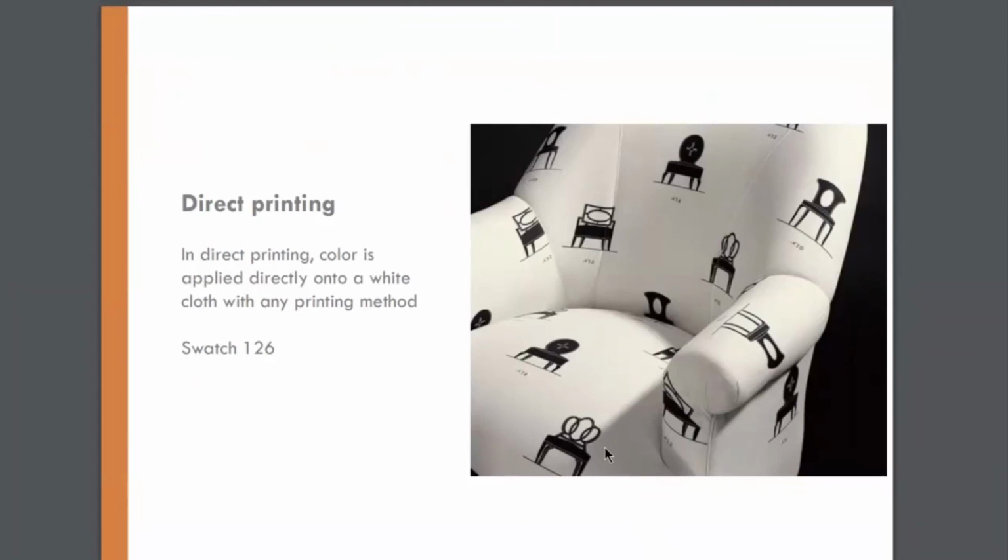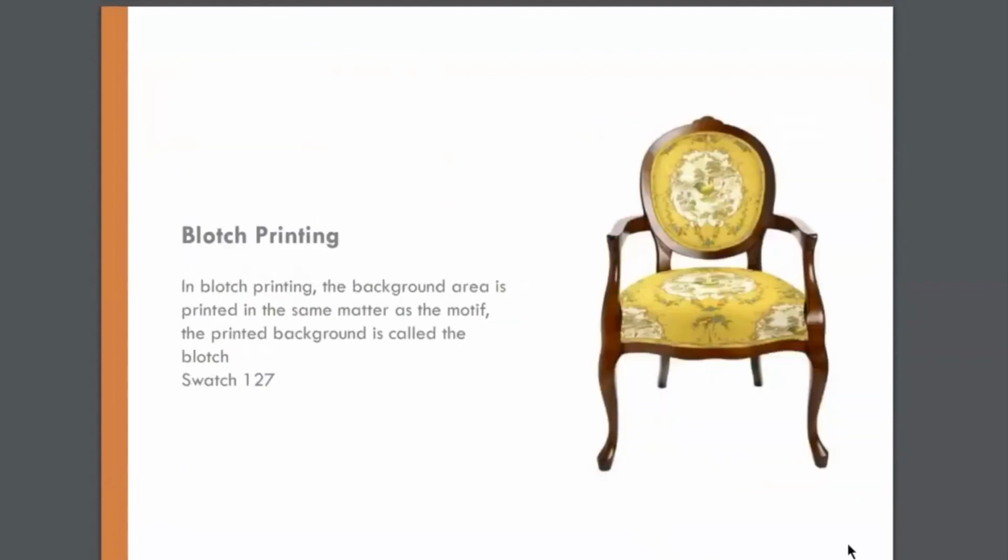The example that you're looking at here on the screen is by Candace Olson. This is a Candace Olson print from Kravet. And so you have this wonderful high quality cotton background, just nice, clean and white, and then all these chairs directly printed on it. Direct printing.